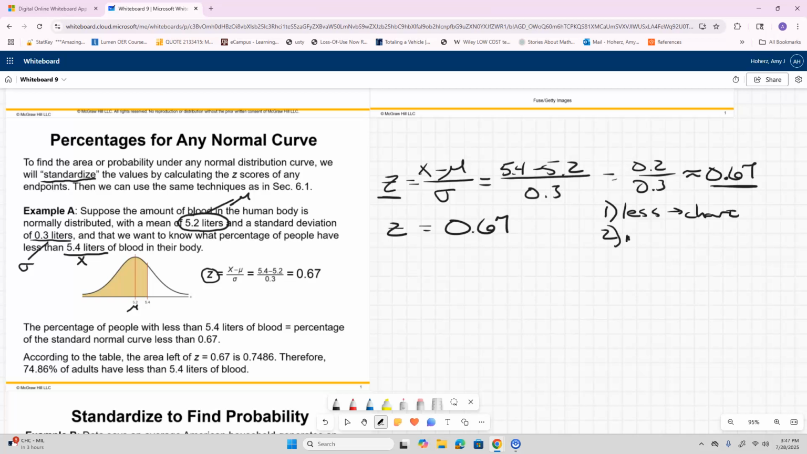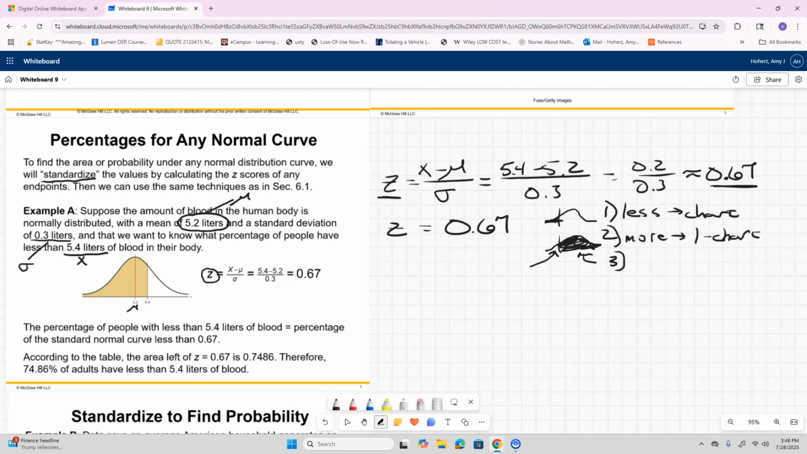Then if they ask for more than a certain value, we have to take 1 minus the chart, because the chart gives us the area to the left of a value. If we need the area to the right of a value, then the below and the above together should add up to 1. So we find from the chart what's here, but then we have to subtract that from 1 to get what we really want, which is up here.